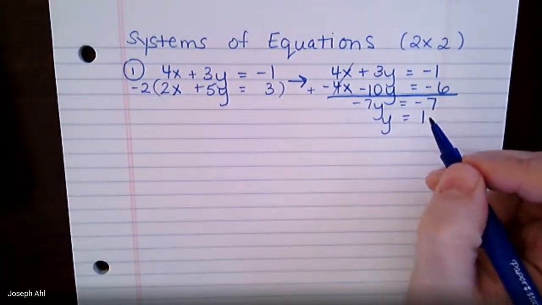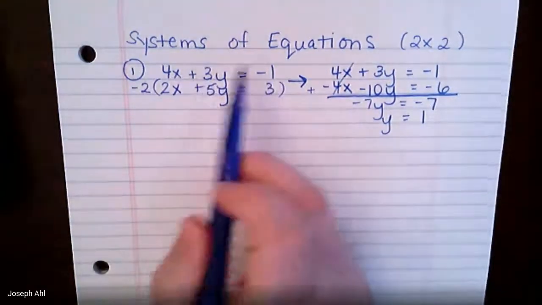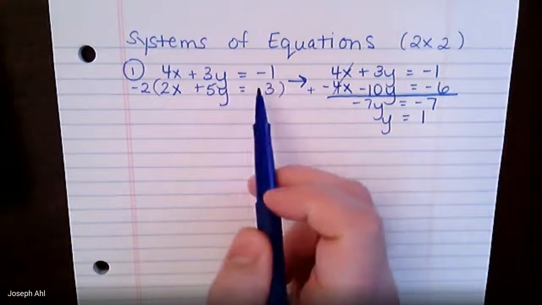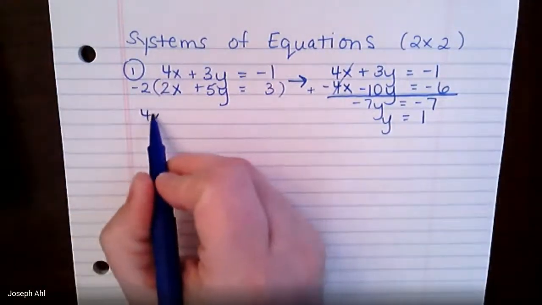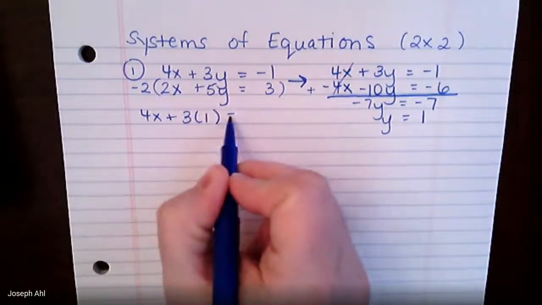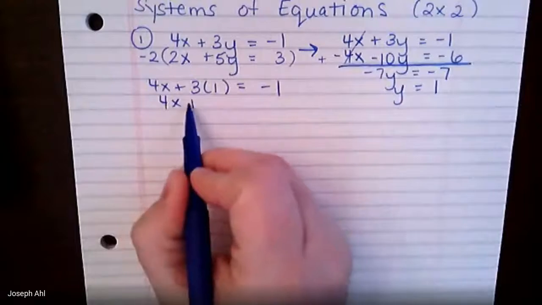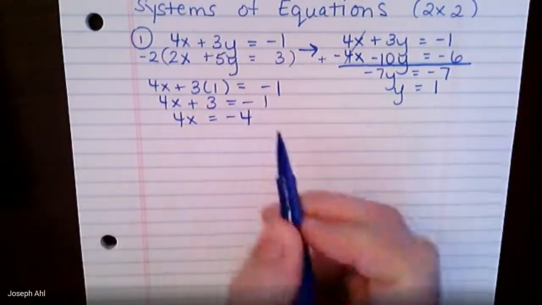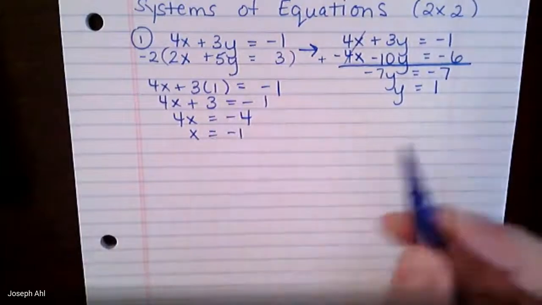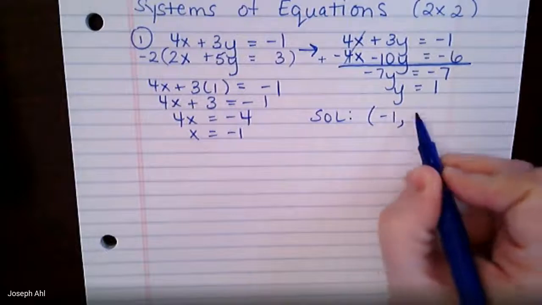Okay? All right, so once we know y equals 1, I have to go back and substitute that in to find the value of x. It doesn't really matter which equation we plug it into. If I plug it into the top, we would get 4x plus 3y, which we know y is 1, equals -1. So 4x plus 3 equals -1. Subtract 3 over to get a -4. And therefore x is -1. So we can express the solution as an xy pair, -1, 1.